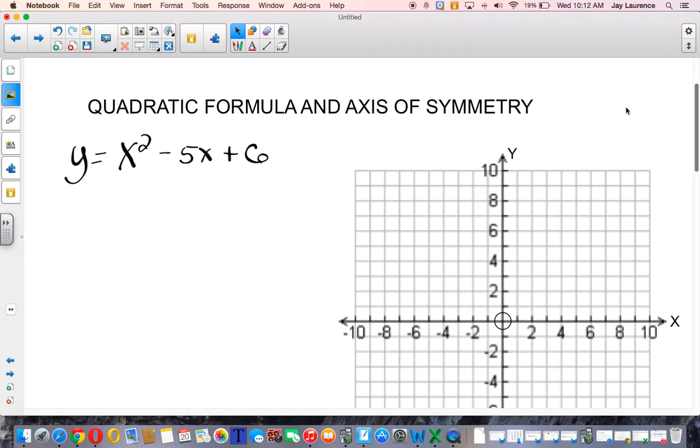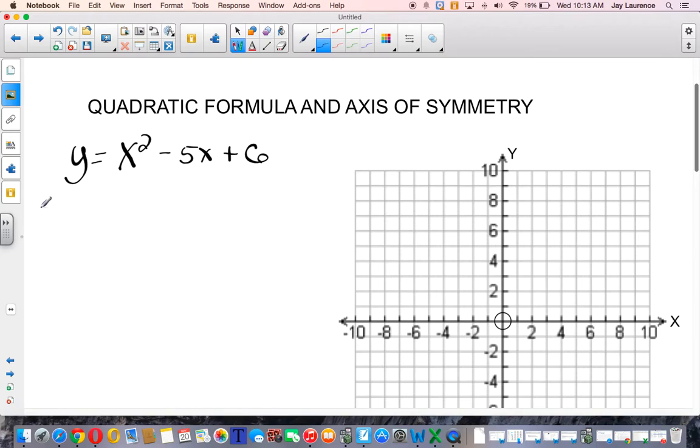She wants to know about the quadratic formula and axis of symmetry. And so I'm going to use the quadratic formula. X equals negative b plus or minus the square root of b squared minus 4ac all over 2a. All right, I'm going to use the quadratic formula to help me find out where the parabola is going to cross the x-axis. That's the whole function of the quadratic formula.